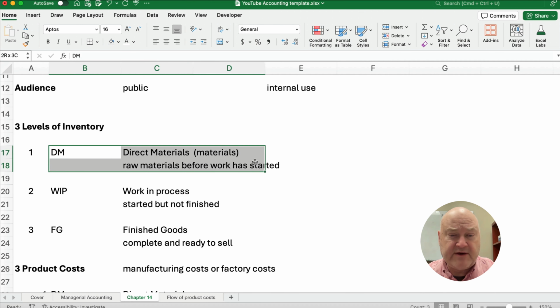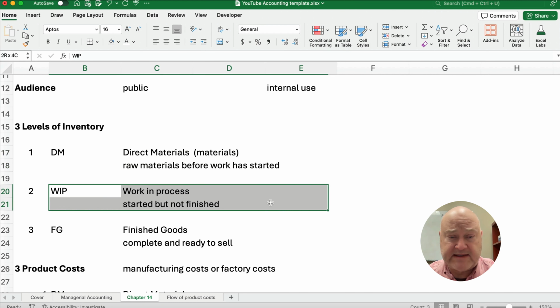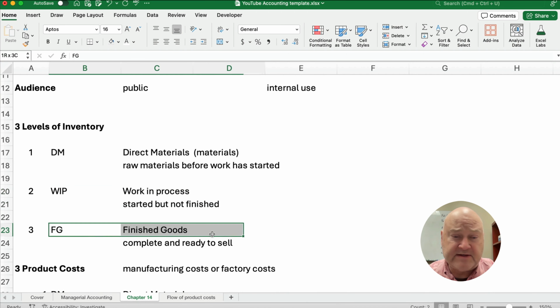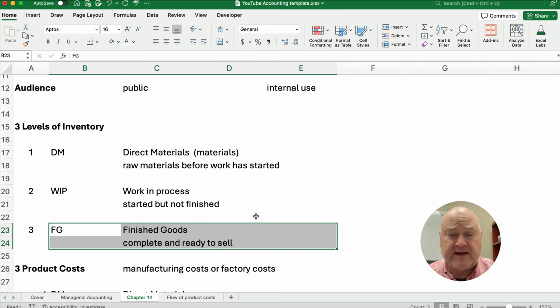And so we have materials before we get even started on a product. Let's say we're a furniture company and we buy wood or lumber. Well, that is a direct material, and we haven't started working on it yet. As we start working on it, it becomes work in process. So anything that is work in process is things that have been started but not completed. And then when we finish them, they become finished goods, and they are complete and they're ready to sell.